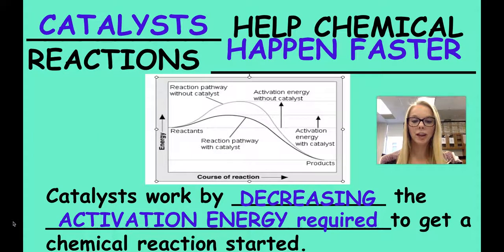Catalysts help chemical reactions happen faster. This is done by decreasing the activation energy required for the reaction to get started. An enzyme is a type of catalyst. As you can see in this chart, the top lighter line is showing a reaction without an enzyme, and it's taking longer and needs more activation energy to get started. Whereas the bottom darker line is showing a reaction with an enzyme, resulting in a shorter time because it decreased the amount of activation energy that's needed. Your second keyword is reactions.